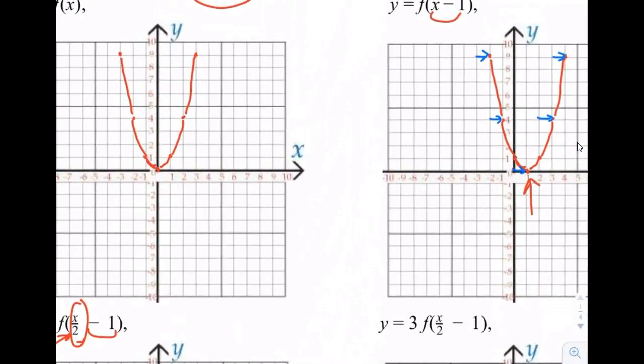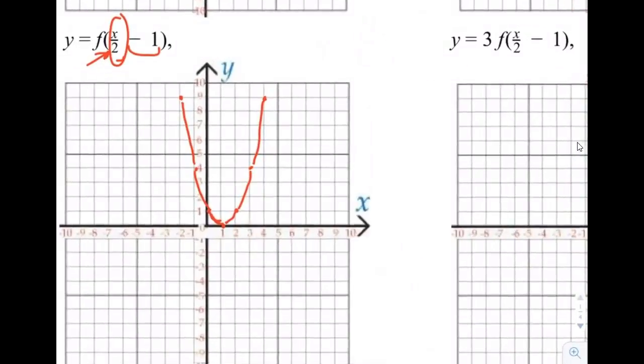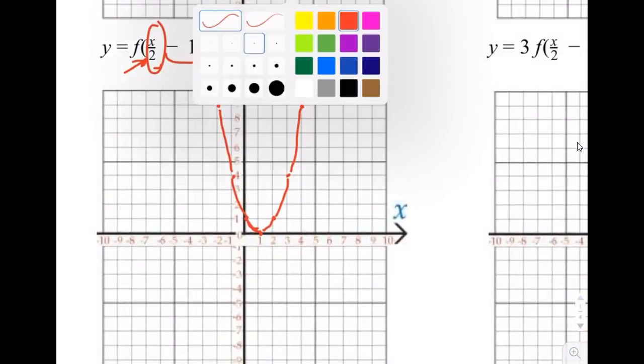Okay? So now I'm going to take the original one, and I'm just going to copy it here. Copy this again. I'm going to put it down here, and first I'm going to position it exactly where it was. It was shifted over 1, right? And then I'm going to stretch it. Okay, when I stretch it, I'm going to use a different colored pen.